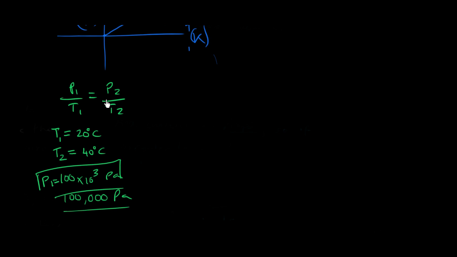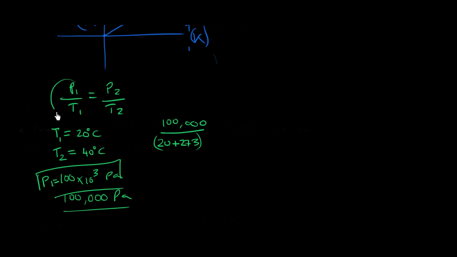So this question would say, the question is asking me for P2, and P1 over T1 is then 100,000 for P1 divided by T1, which is 20 degrees C. I cannot do this. This is what a lot of people would write and therefore lose marks. I have to change from degrees Celsius to Kelvin. We have to add 273, and now we have it in Kelvin.